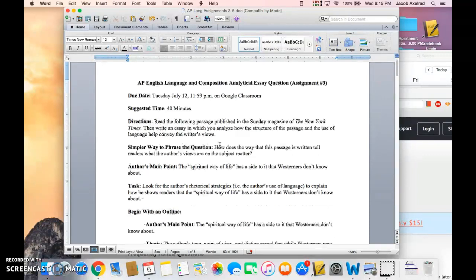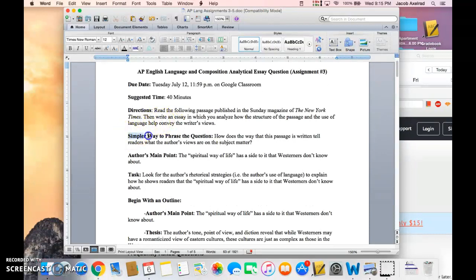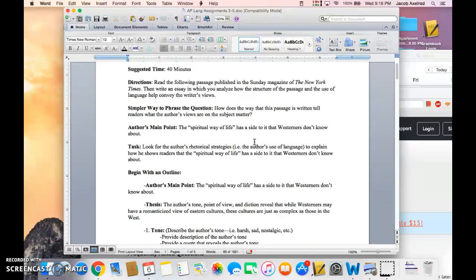And then what you want to do is try to put it into a simpler way of phrasing the question. And the simpler way that I've broken it down for us is, how does the way that this passage is written tell readers what the author's views are on the subject matter? So that's my simple question. So now, when I go in to read the passage, I have the question in a simpler way that I've written it. I have that front and center for me.